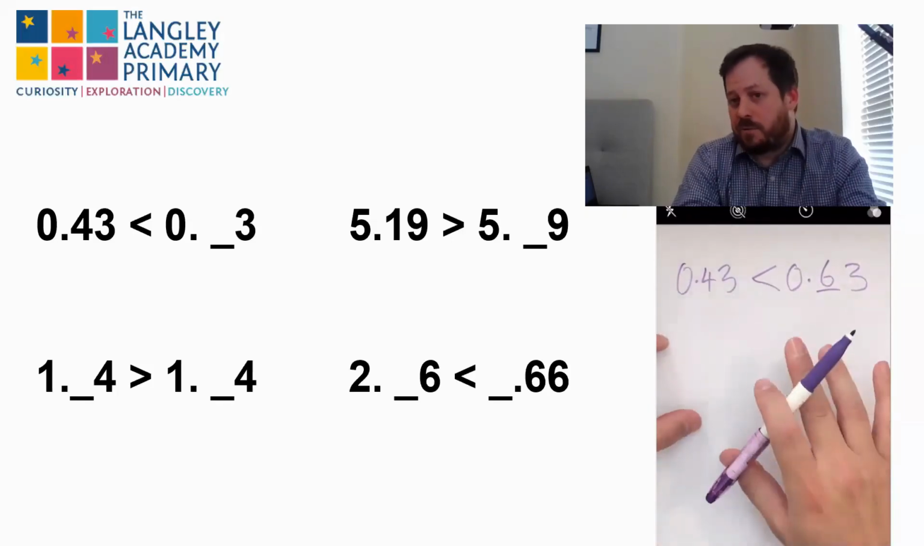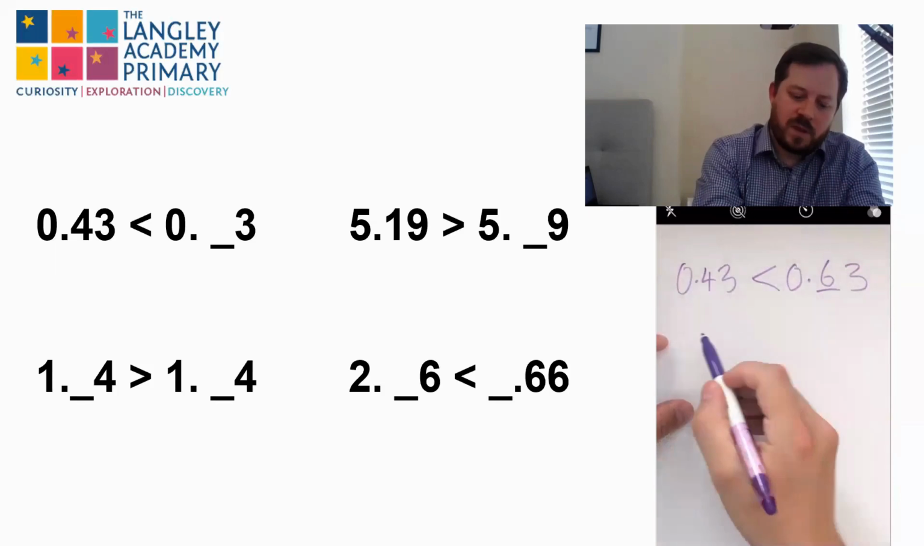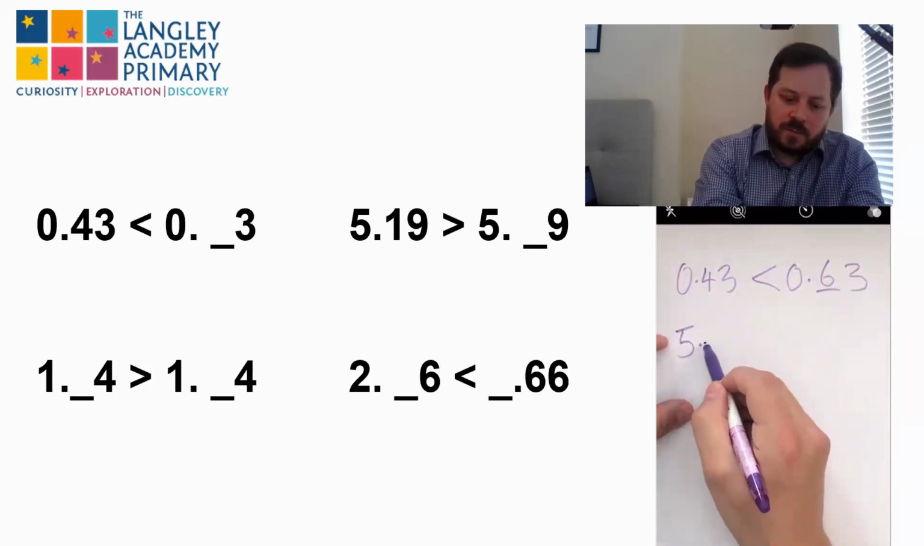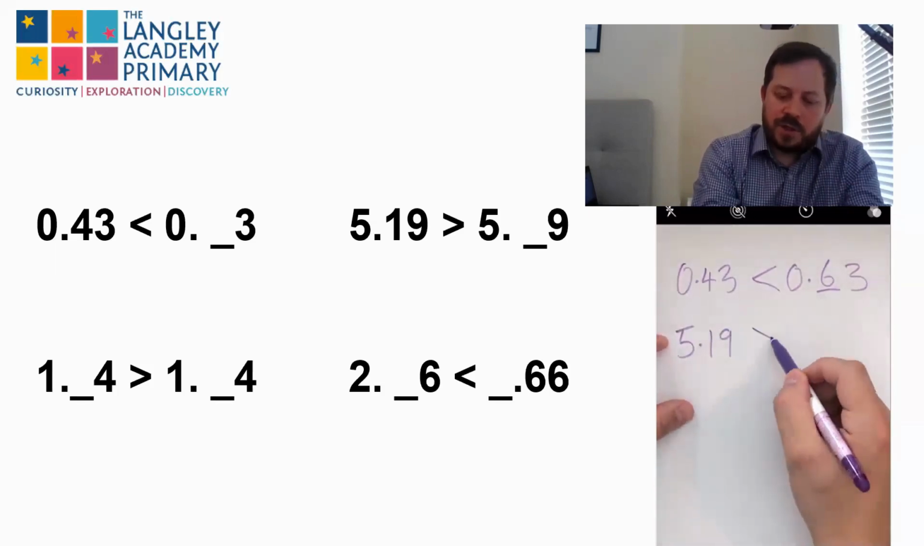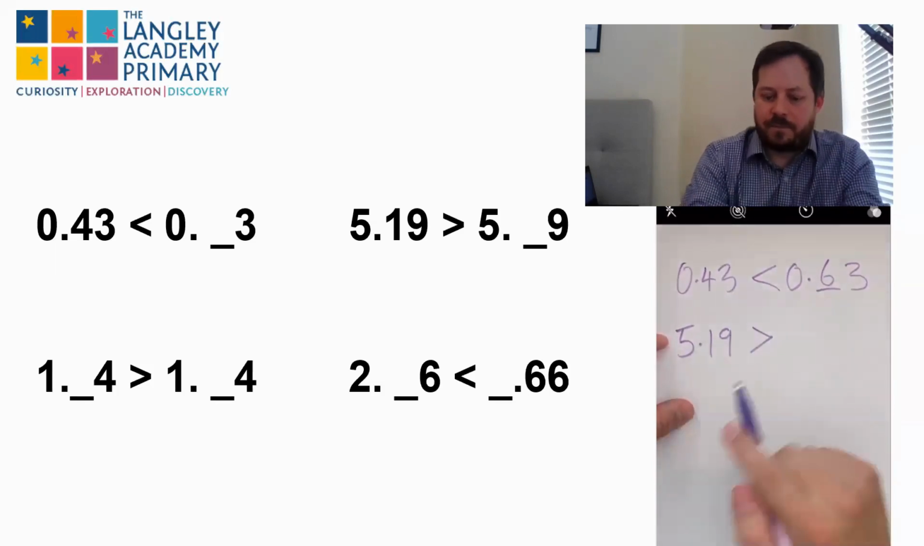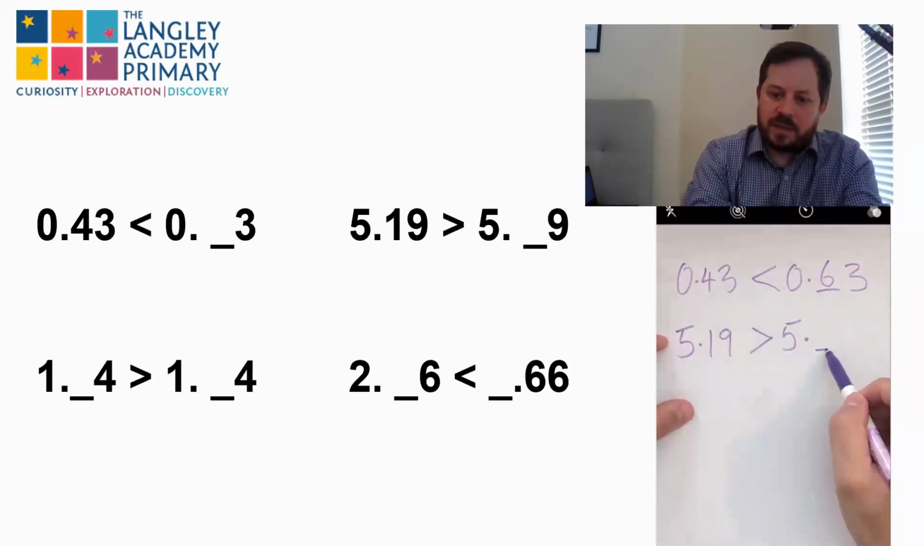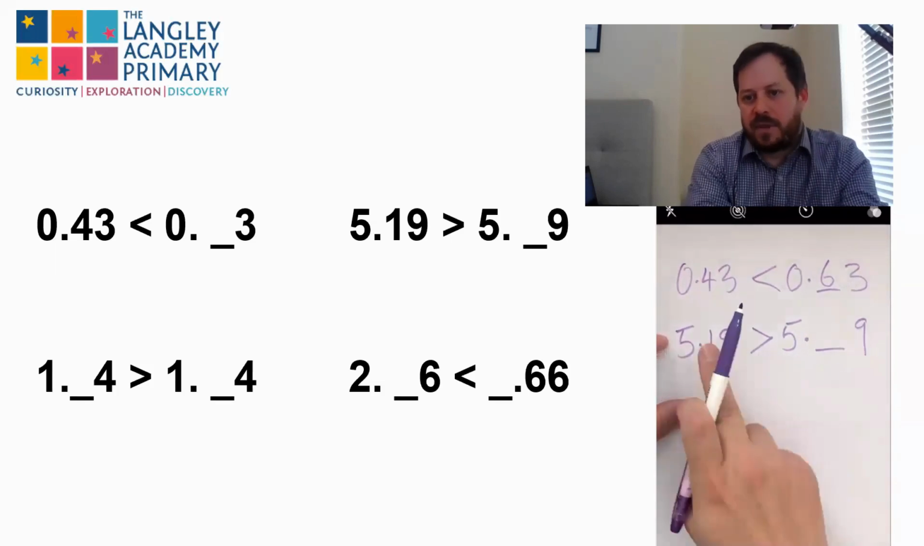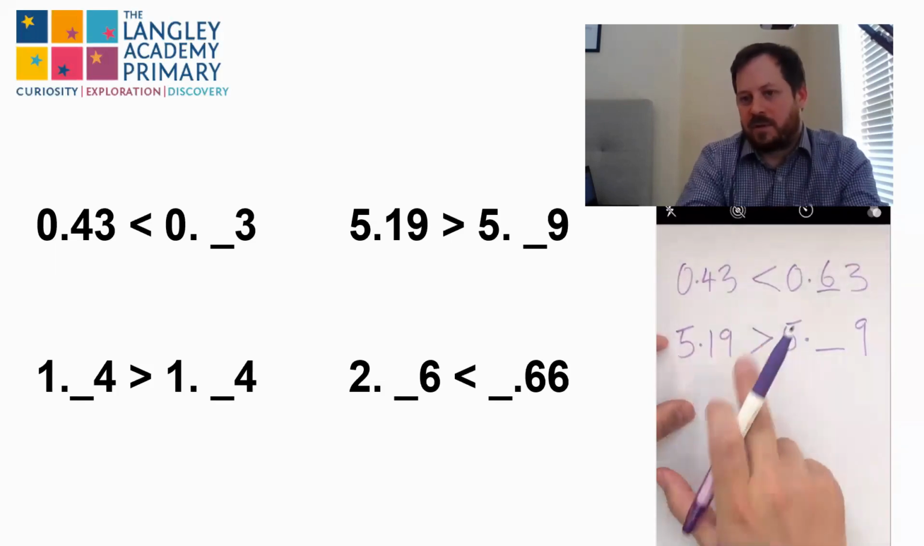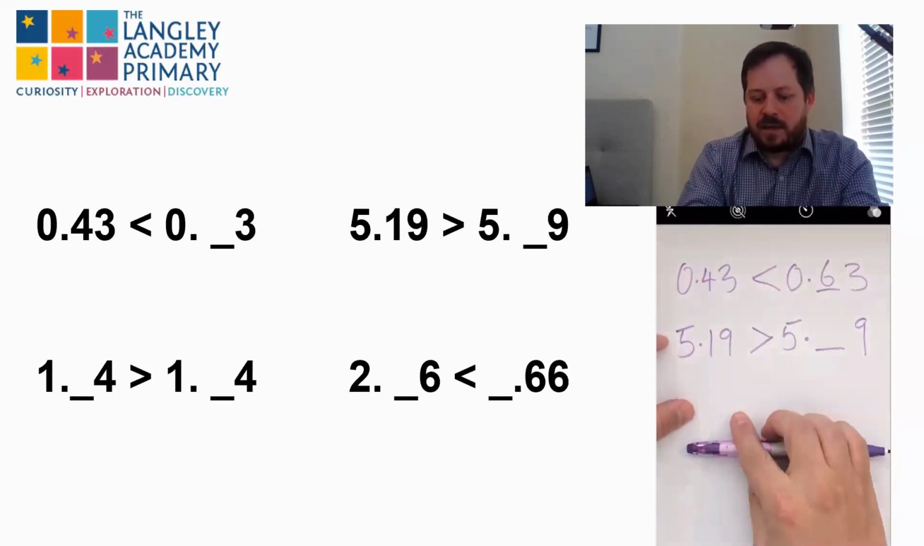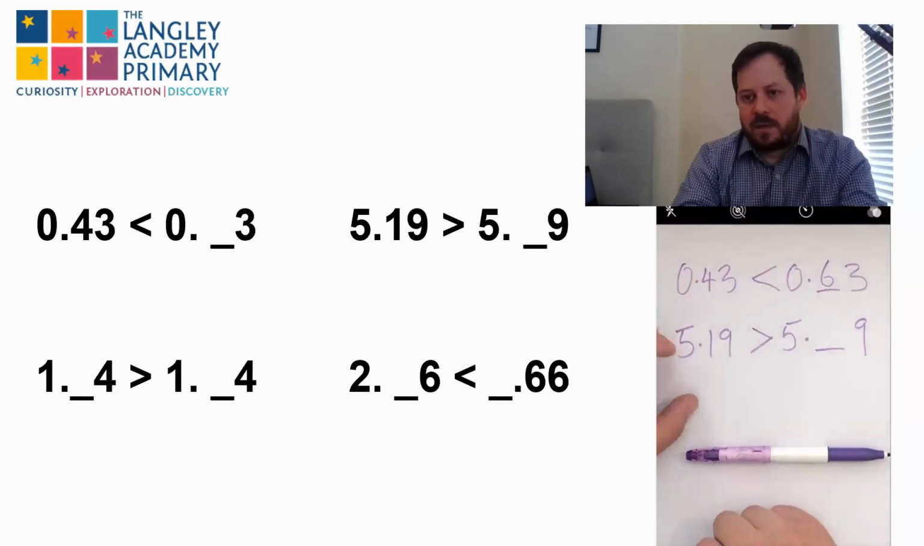Okay, let's go through the other answers and see what we can come up with. We've got first one being 5.19, which is greater than, this is bigger than 5 point something 9. Now this is going to be the bigger number in this case because of the way our sign is pointing. This is going to be smaller than.